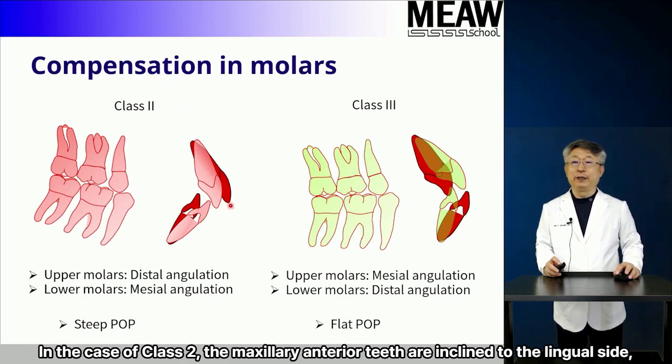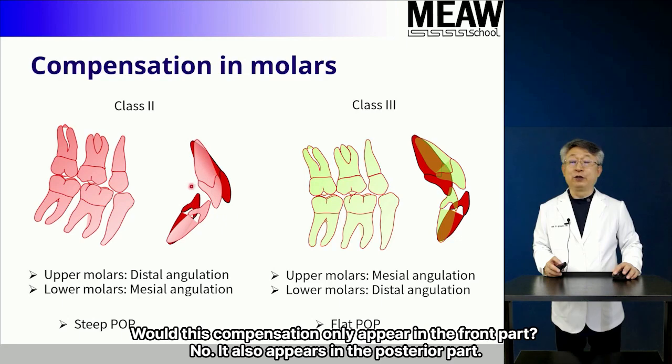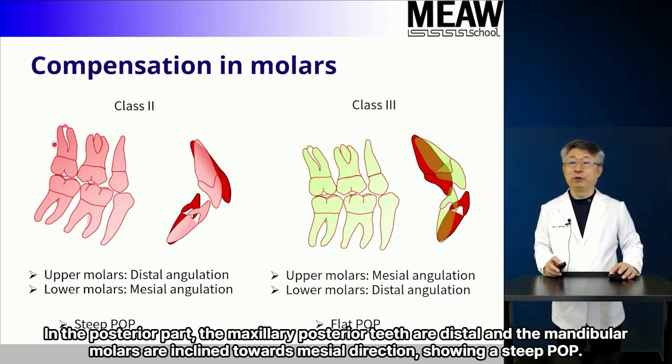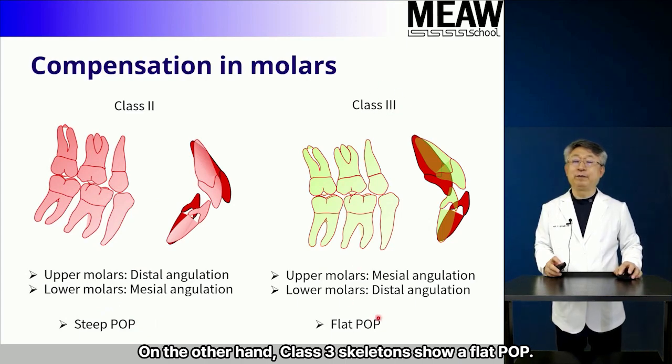In the case of class 2, the maxillary anterior teeth are inclined to the lingual side, and the mandibular anterior teeth are inclined to the labial side to compensate for severe anterior overjet. Would this compensation only appear in the front part? No, it also appears in the posterior part. In the posterior part, the maxillary posterior teeth are distal, and the mandibular molars are inclined towards mesial direction, showing a steep POP. On the other hand, class 3 skeletons show a flat POP.